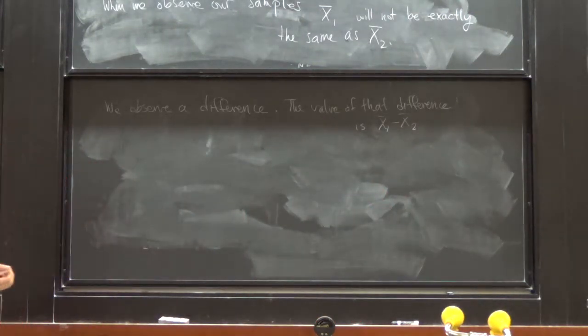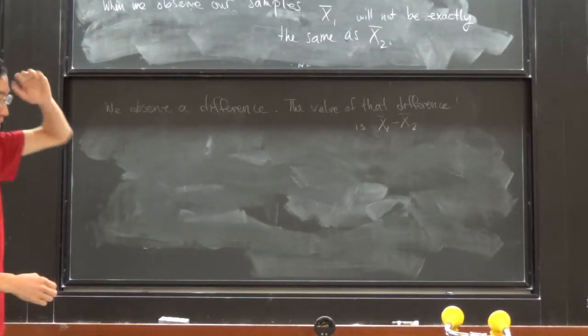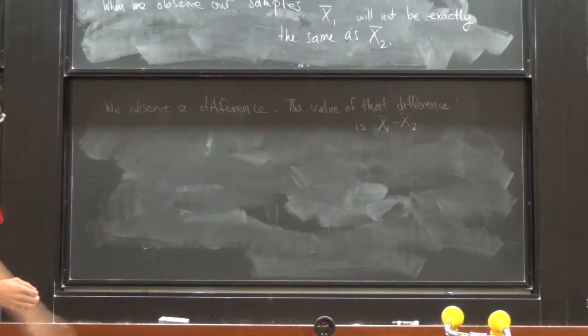Oh, or your book uses y bars, but sorry, I've been using x bar. I hope that's not too confusing. Okay, I apologize. I just realized your book uses y bars, and I've been using x bars. Equivalent in the idea here, okay?